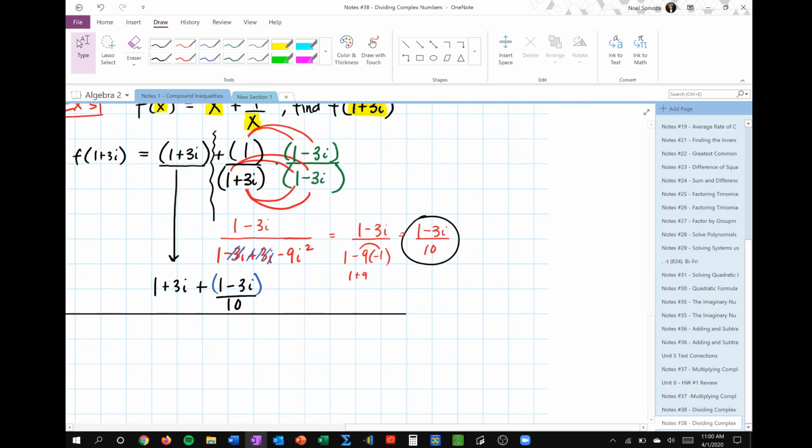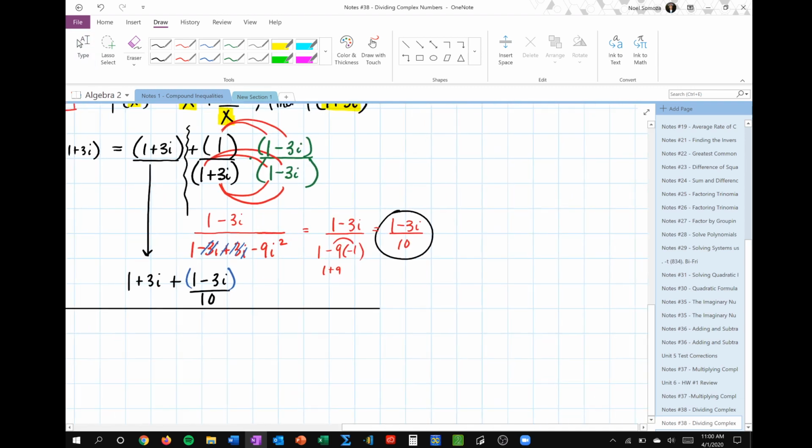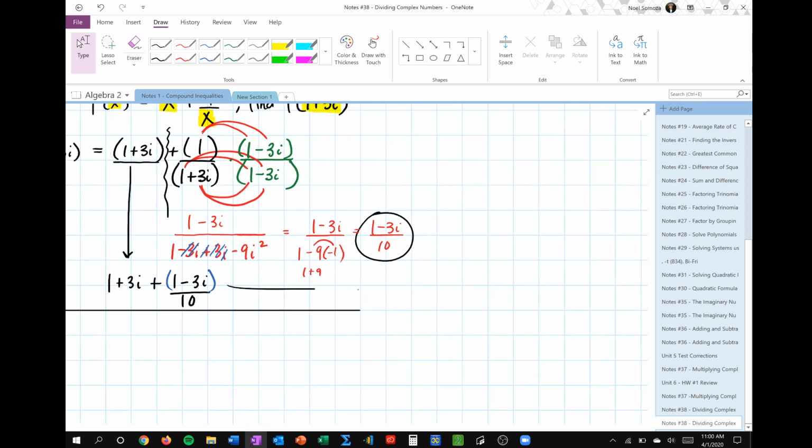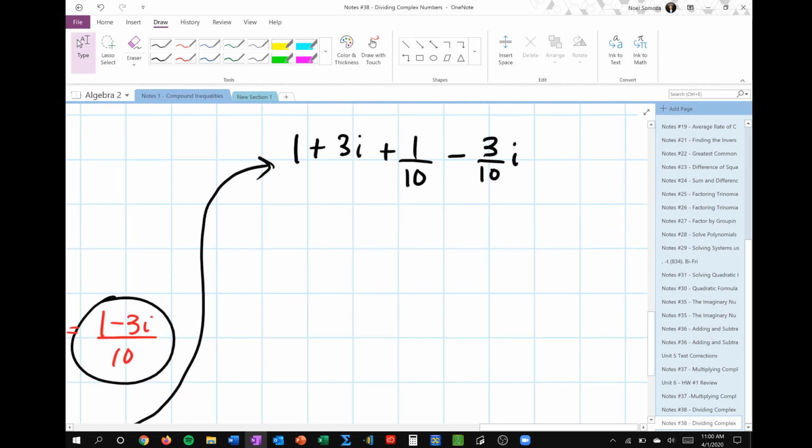This is where, again, splitting it up and writing it as standard form helps to see what needs to be done. So I'm going to rewrite this. Let me bring it up over here. 1 plus 3i plus 1 over 10 minus 3 over 10i. Okay. So now this is my current problem. Okay, this is what I want to do.